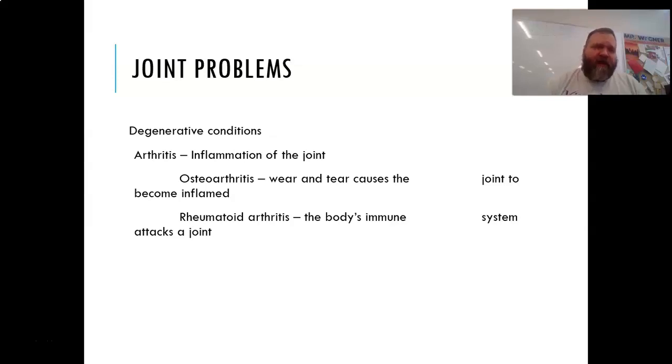Joint problems. Degenerative conditions. Degenerative means to break apart, especially when you get older. Arthritis. Maybe your grandparents talk about arthritis. This is an inflammation of the joints, anywhere where it articulates. Remember, we had articular, the place where things articulate, or joint. So arth, it would be my articular thing, and then itis is inflammation. Inflammation of my joints, usually in your fingers. Osteoarthritis, wear and tear across the joint causing it to become inflamed. Rheumatoid arthritis, the body's immune system attacks the joint.